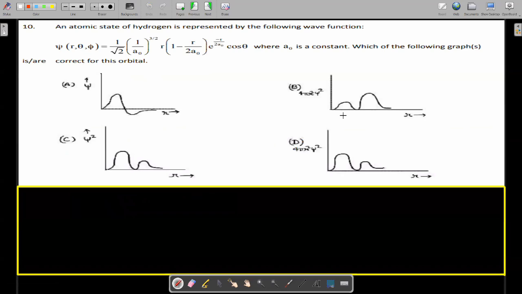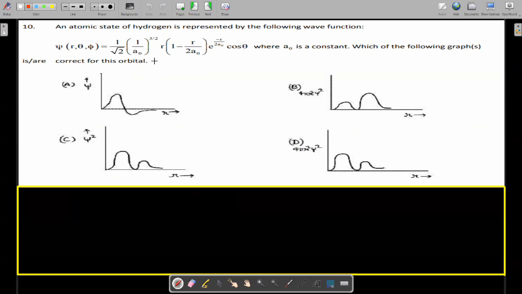Question number 10. An atomic state of hydrogen is represented by the following wave function. So wave function is given and it is a complete wave function because angular and radial both parts are there, where a naught is a constant. Which of the following graphs are correct?